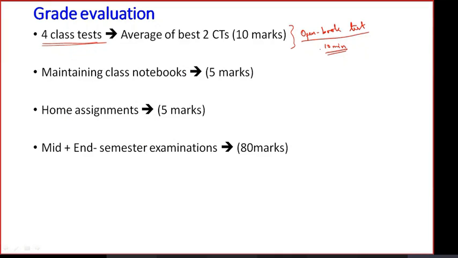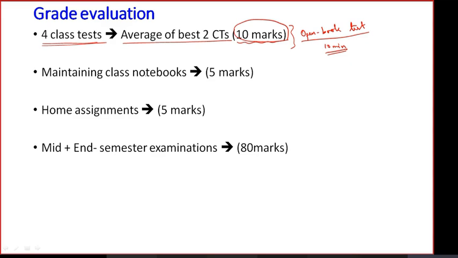Out of these 4 class tests, we will be taking the average of the best 2 class tests, and that will constitute the 10 marks out of the 100 marks.